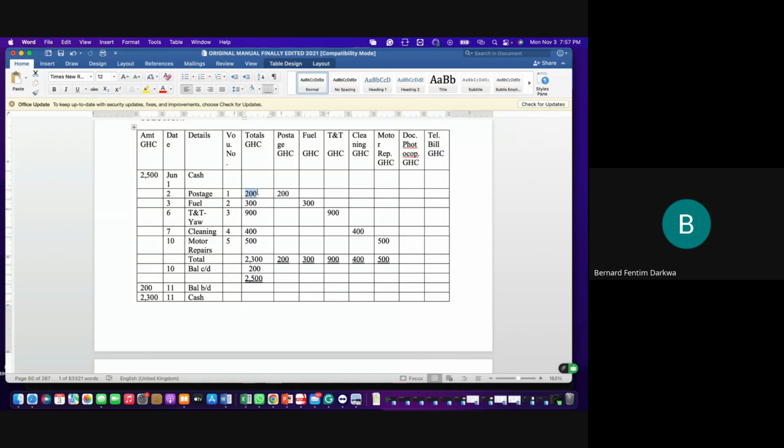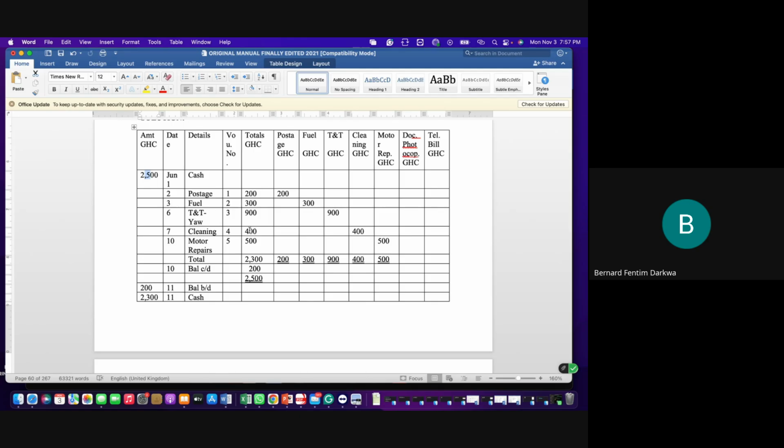Total is 200. Now this total column is very important because there are some questions where they will tell you not to spend more than a certain amount. So the total here will help you to know, okay, I've spent 200. Then as you go, the next one, 300. So you can now total the expenses and be comparing with your imprest. But you cannot spend more than what you have.